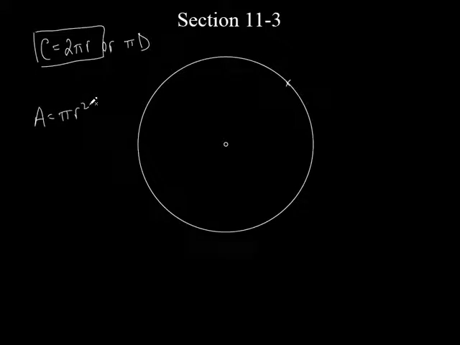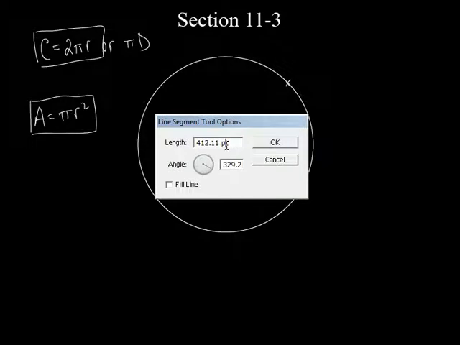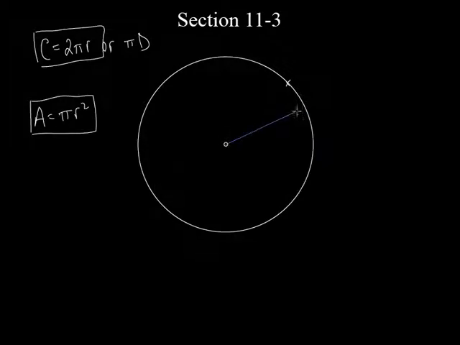Pi r squared. So that is our area of our circle. Obviously we have a radius. Just take it to right there. That's the radius of the circle.